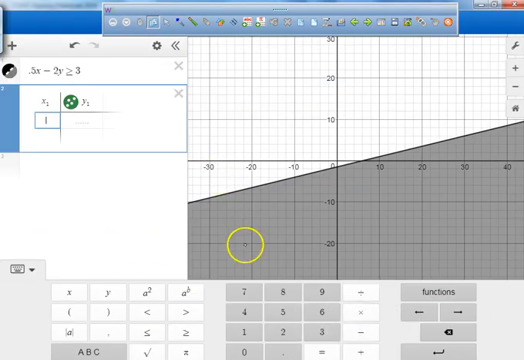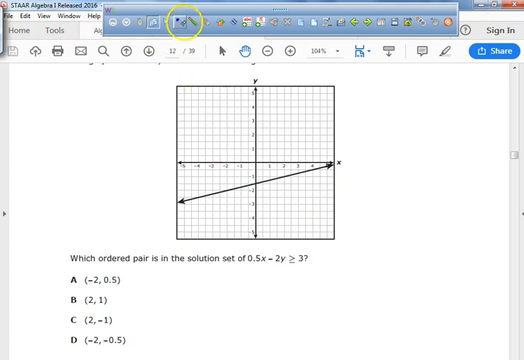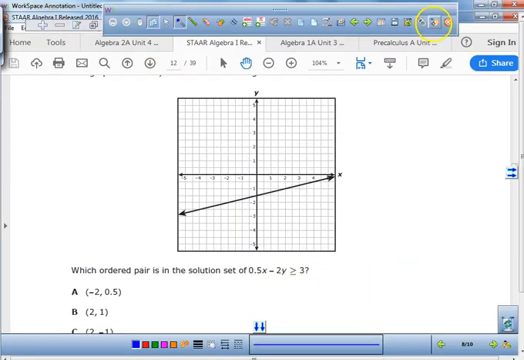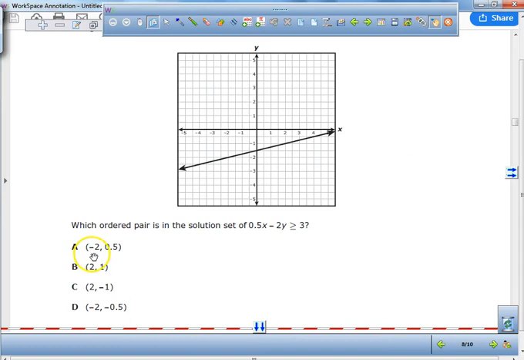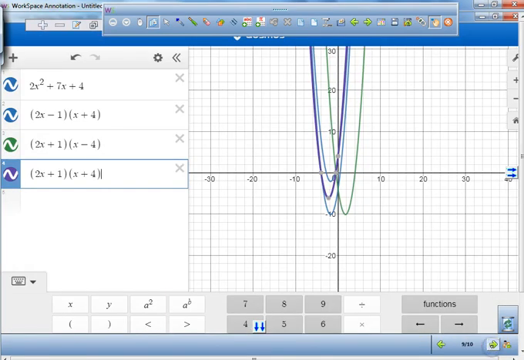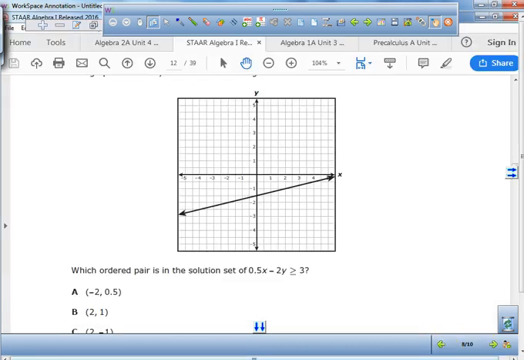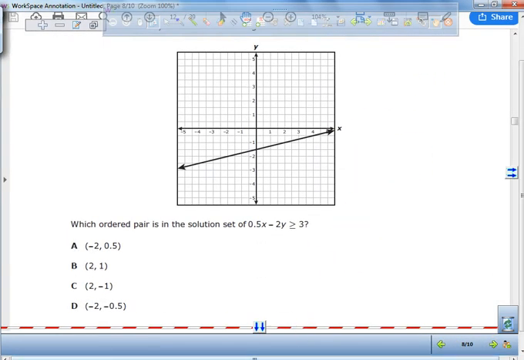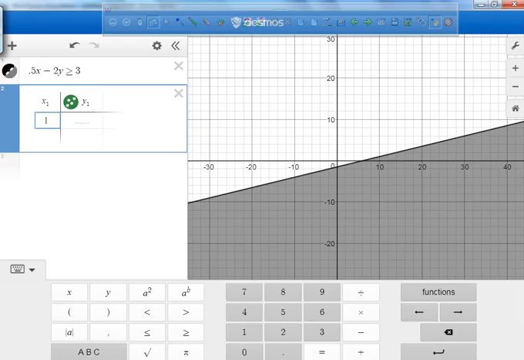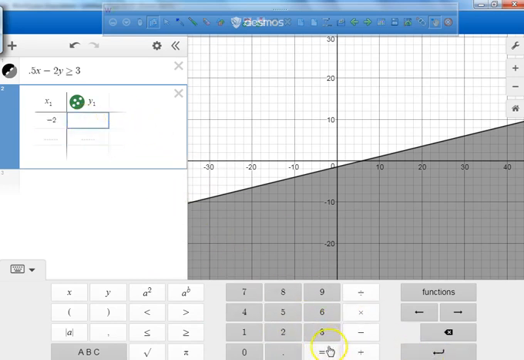Oh, gotta go back to the screen and look at our problem. Here we go. Last problem we're gonna do today. Let's look at our ordered pairs. See the first ordered pair. What does it say? Negative 2, 0.5. Ready? Negative 2, 0.5. Look at the Desmos. Negative 2, enter, and this was what? 0.5, enter. Is this point in the solution region? No, so that's not our answer.